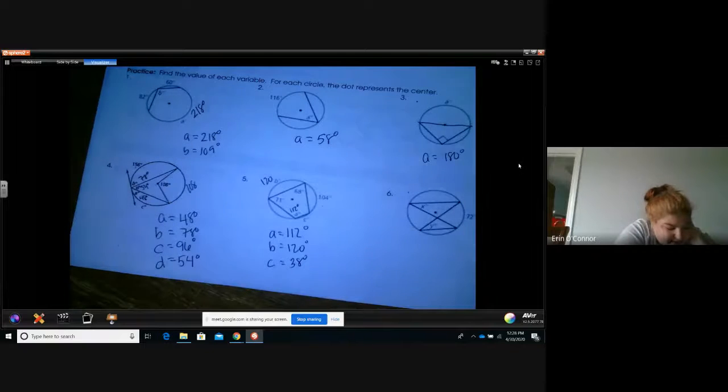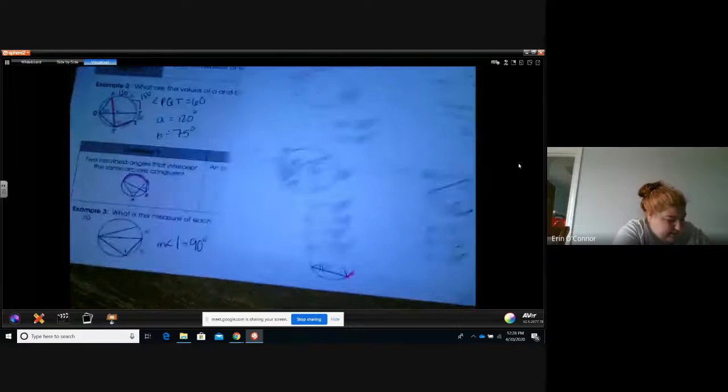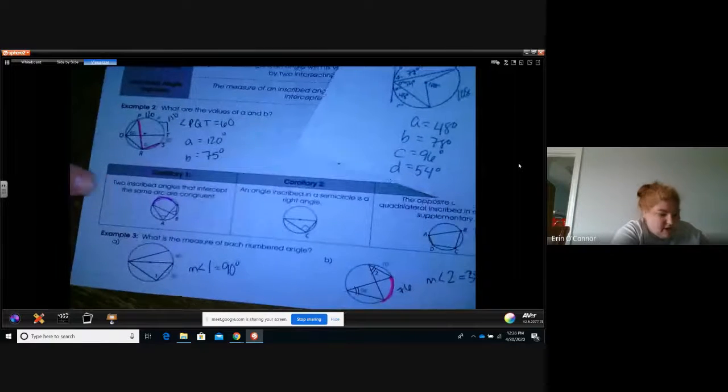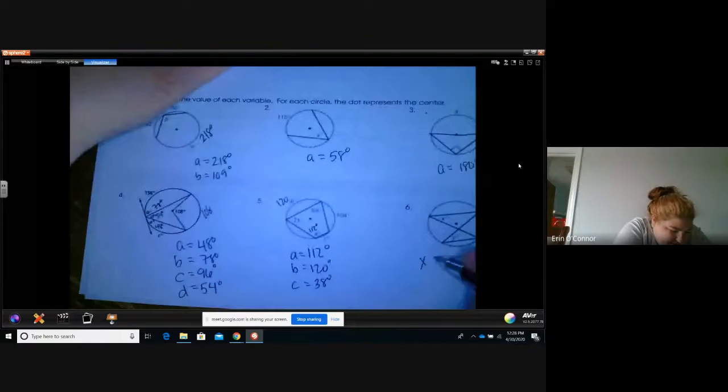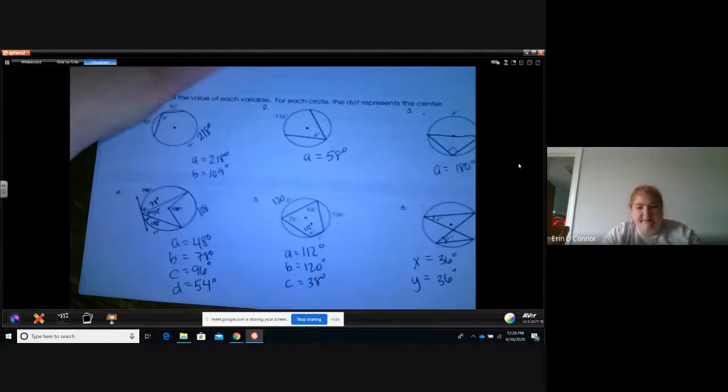Okay, for the last one, we need X and Y. X and Y are the corollary here. Two inscribed angles that intercept the same arc are congruent. So they're going to be congruent because they intercept the same one. And it's going to be half of this. Half of 72 is 36 degrees. So they're both 36 degrees.